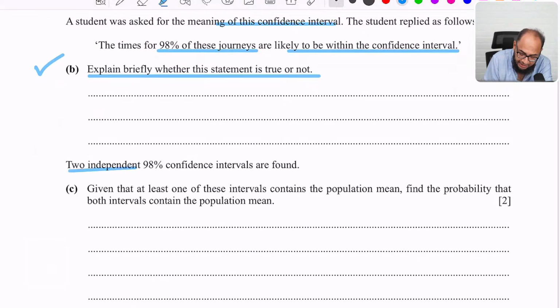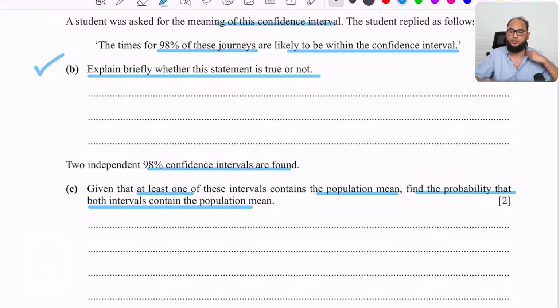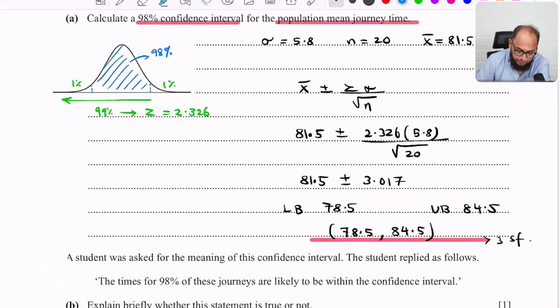Two independent 98% confidence intervals are found. Given that at least one of these intervals contains the population mean, find the probability that both intervals contain the population mean. So now over here, the first 3 parts, let me focus on that.